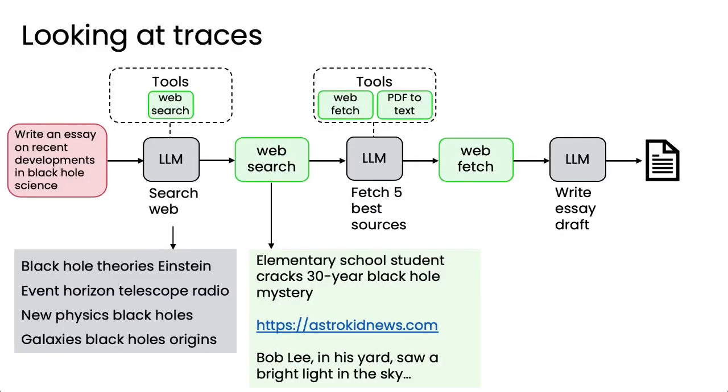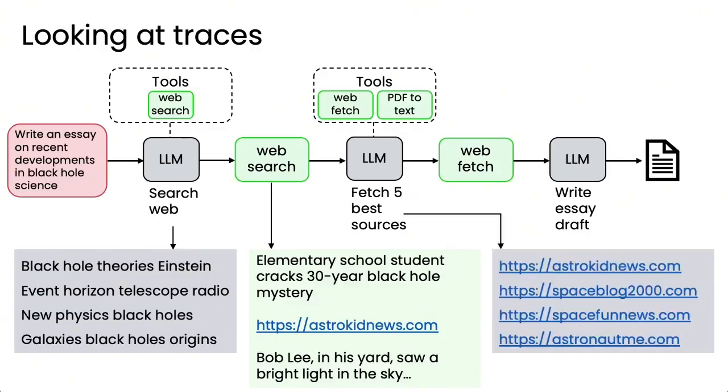It'd be good to just look through the outputs of the other steps as well. Maybe the agent finds the best 5 sources it can. You end up with Astro Kid News, Spaceball 2000, Space Fun News, and so on. And it is by looking at these intermediate outputs that you can then try to get a sense of the quality of the output of each of these steps.